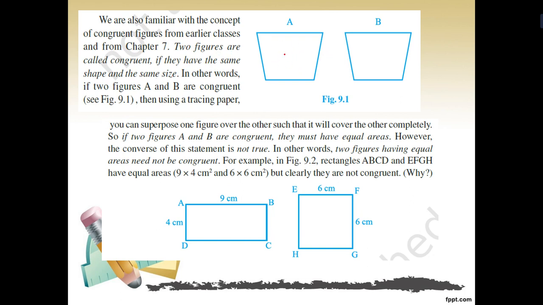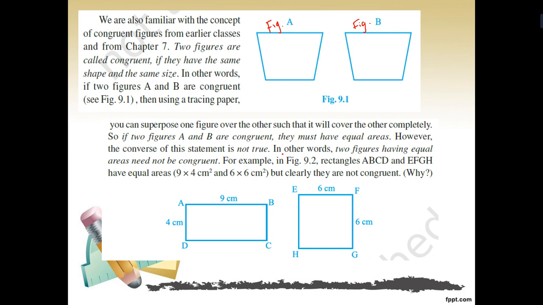So here it is figure A, here it is figure B. In other words, if two figures A and B are congruent, then they are the same figure. You can superpose one figure over the other such that it will cover the other completely. So if two figures A and B are congruent, they must have equal area.